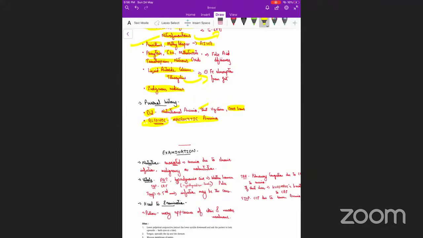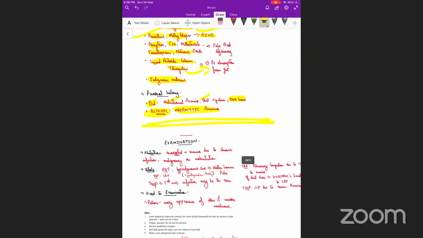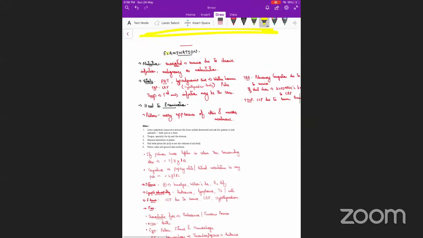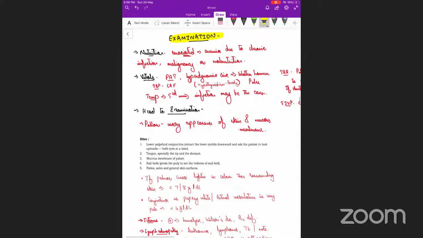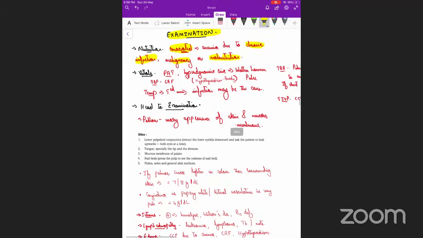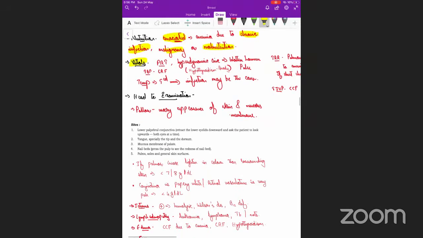Once we have taken a thorough history, we'll go on to examination. What do we look for in examination? First, the patient's nourishment. If the patient is emaciated, it becomes very evident that it is either because of a chronic infection, malnutrition, or malignancy. Then we'll go through vitals. Pulse rate will be increased because of anemia; hyperdynamic circulation will be there, so pulse rate will be increased.